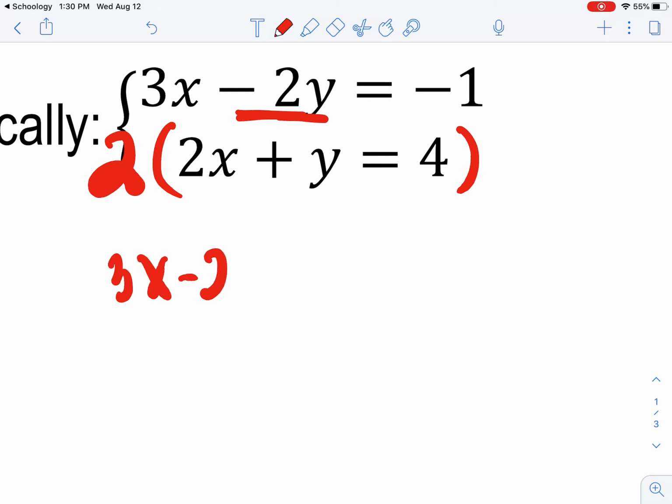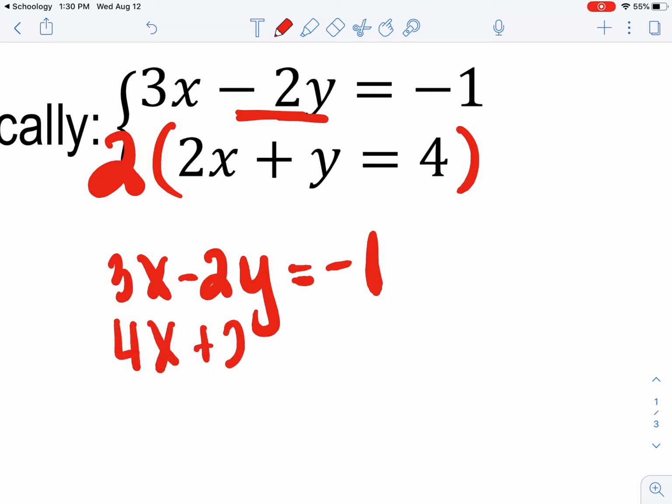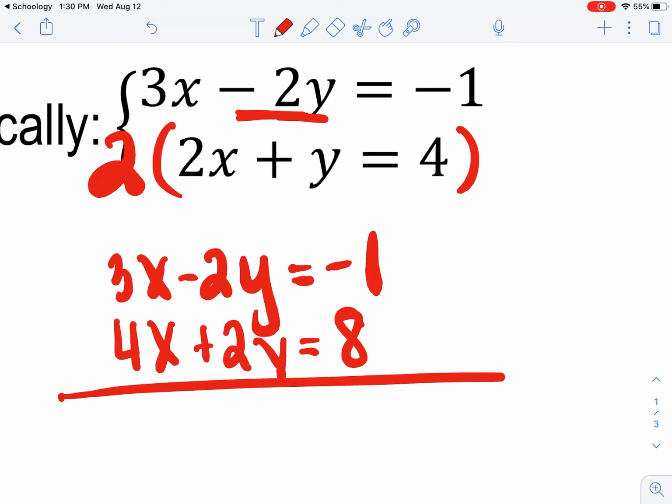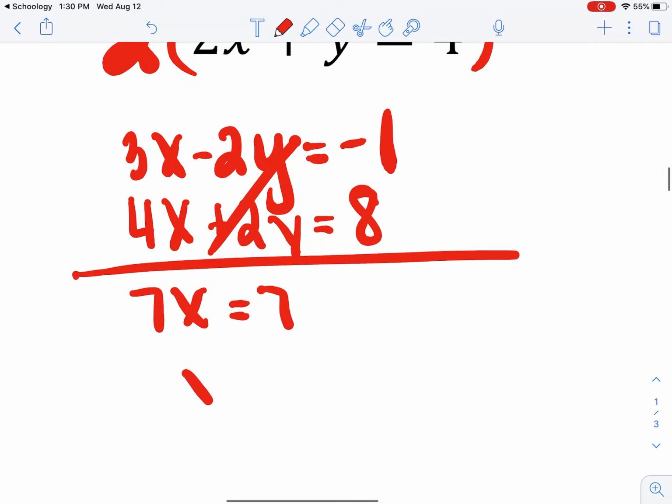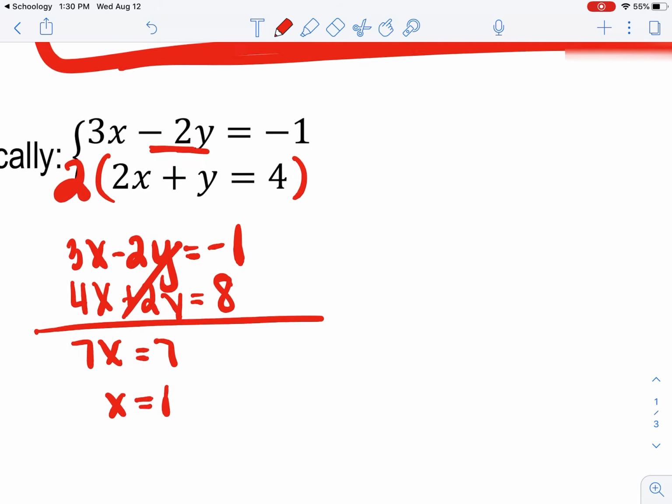My first equation is going to stay the same. My second equation, I'm going to distribute the 2. 4x plus 2y equals 8. Now I can combine these. So this method is not just called elimination, it's also called linear combination because you're combining lines. 7x, these cancel, equals 7. Divide by 7, x equals 1.